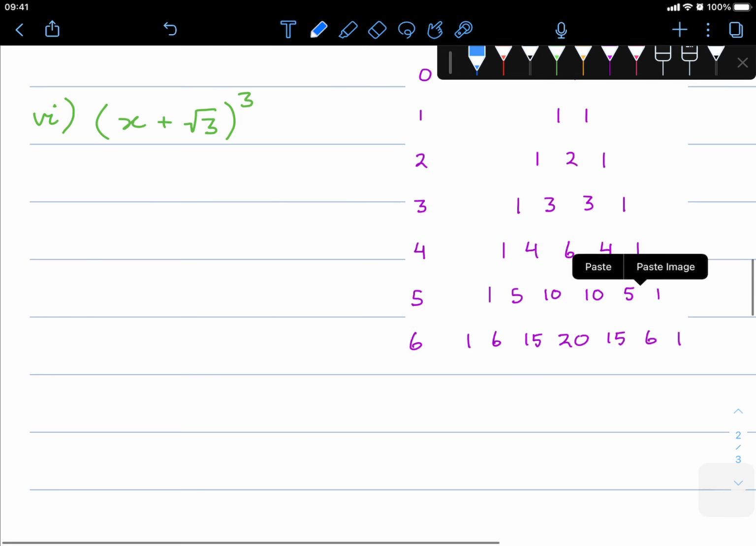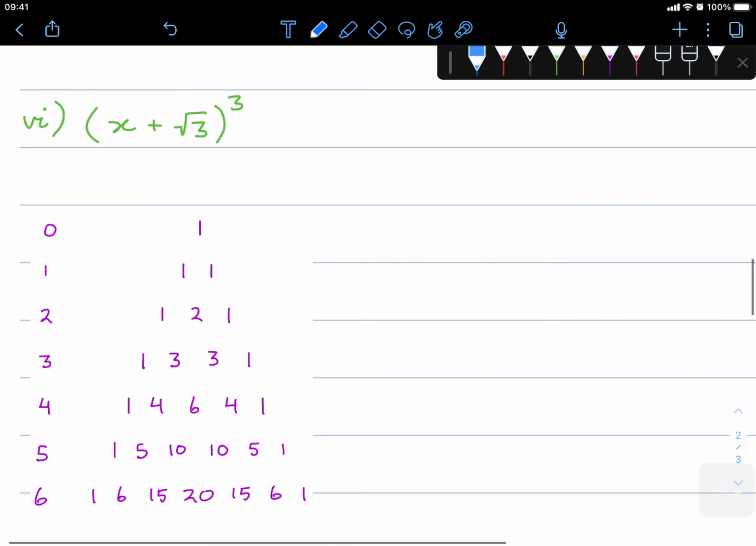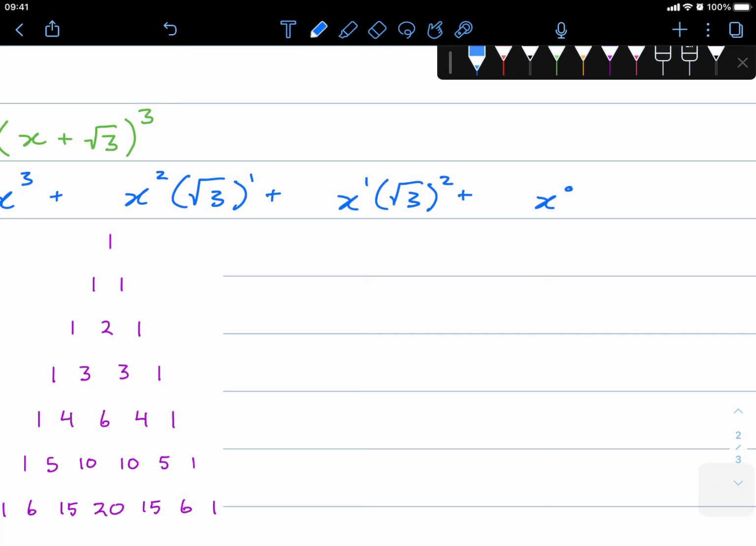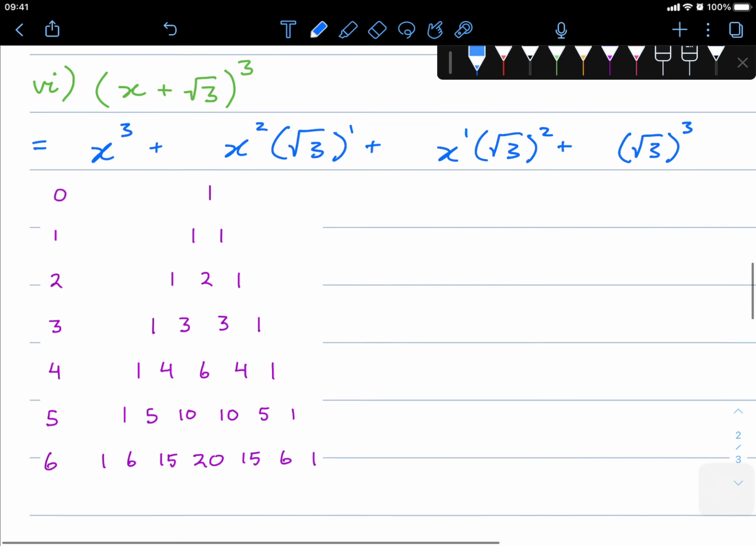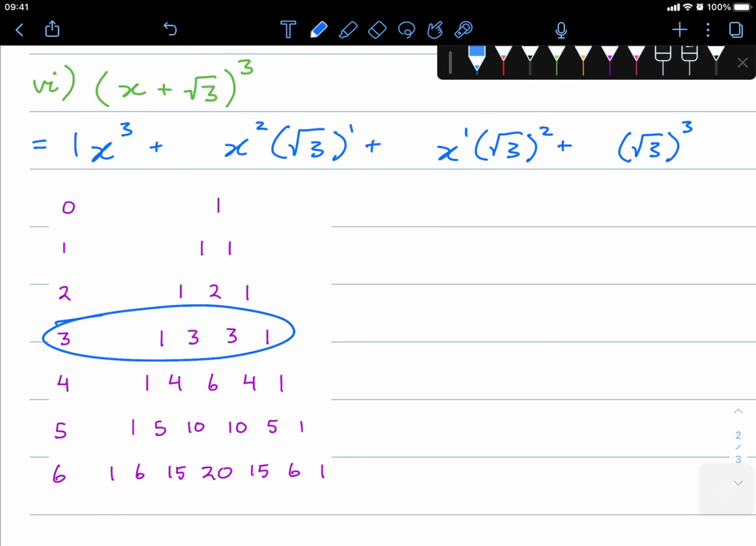So let's do this one last time. You can pause the video and try it yourselves, because I'm going to go through this rather quickly now. So here we go. How I go about doing this, I just go x cubed plus x squared root 3 to the power of 1 plus x1 root 3 squared plus x0, which we don't need, root 3 cubed. Adding the coefficients in, since this is a cube, it's 1, 3, 3, 1.